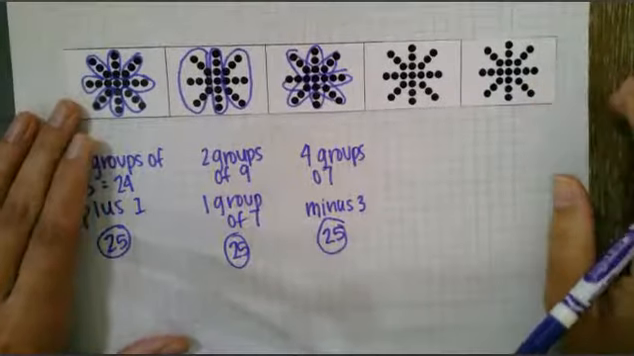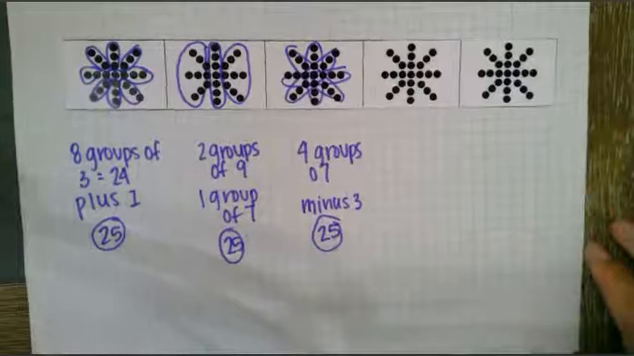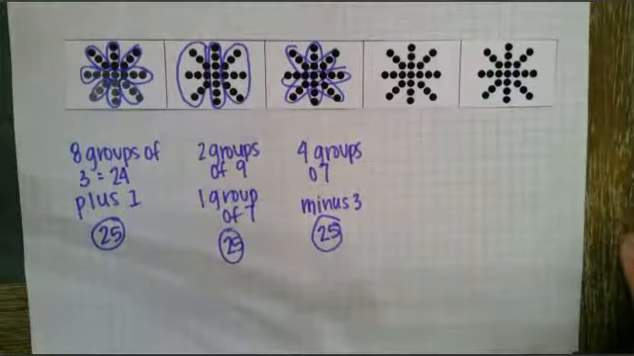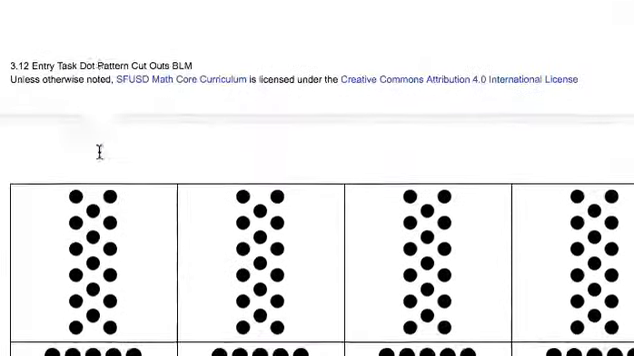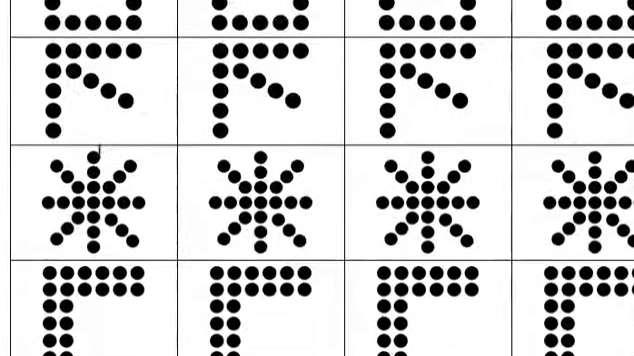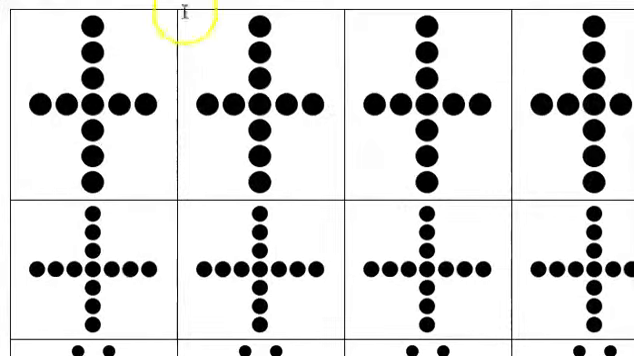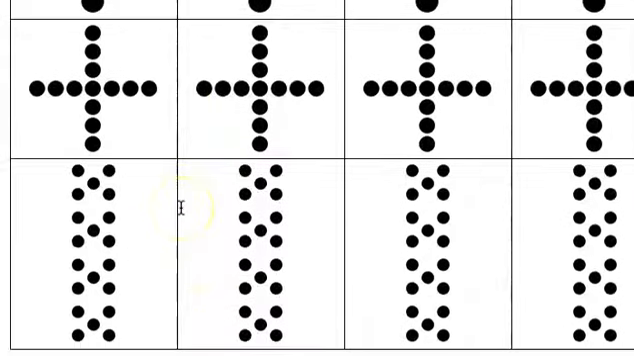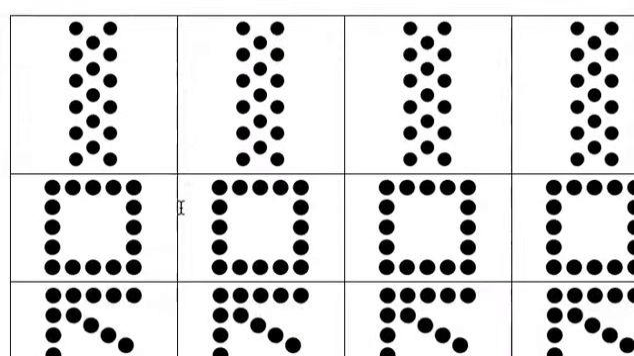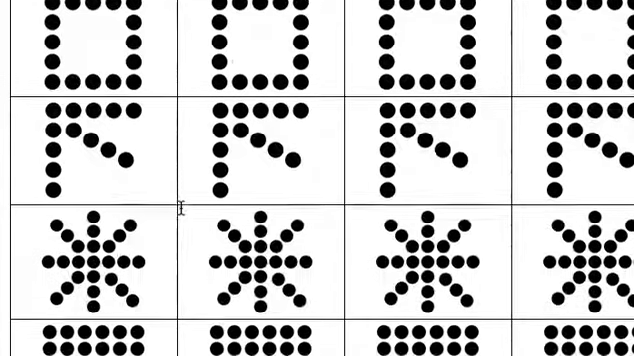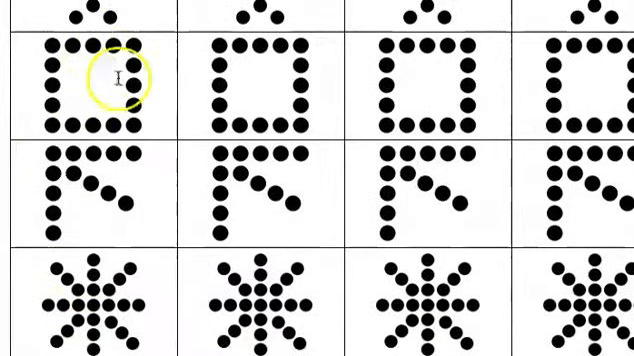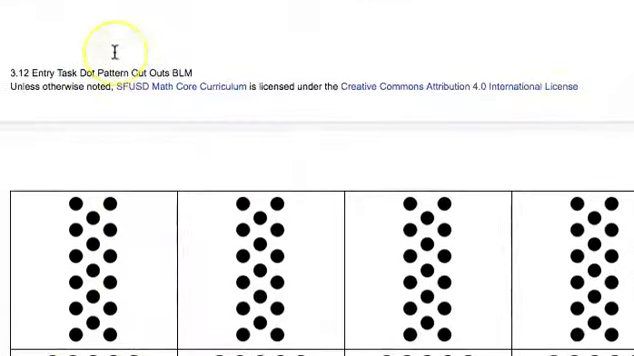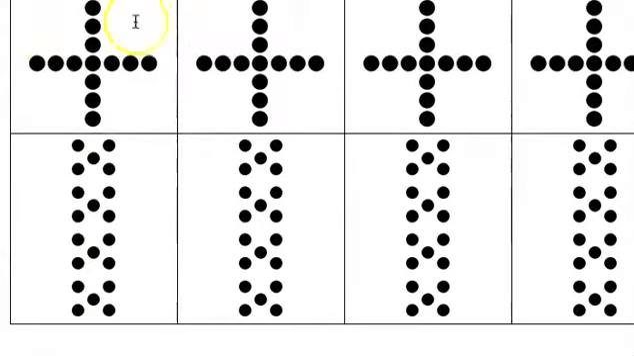What are some other ways you could have seen these dot patterns? This is what we're going to be working on today. Your first step is to cut out these dot patterns. All you need to do is cut out 4 dot patterns that you want to count in groups. So these are all the same, but maybe you'll choose this one, 1, 2, 3, and then 4.